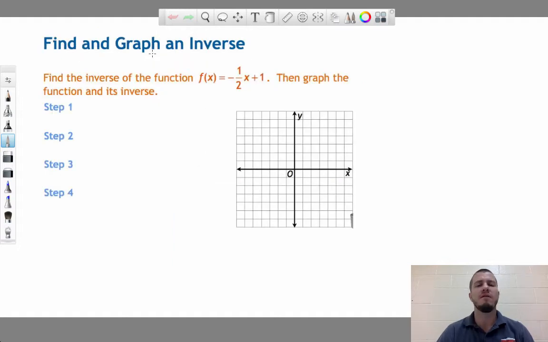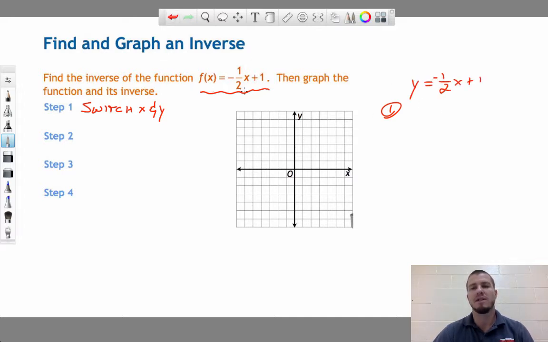Find the inverse of a function. We're going to go through some steps here, and I'm going to show you the graph. We won't graph much of it, but I do want you to understand how the graphs look compared to each other. So step 1 is going to be switch the x and y. And where is my y in this function? Where is f of x? So this is the same as y equals -1/2 x plus 1.